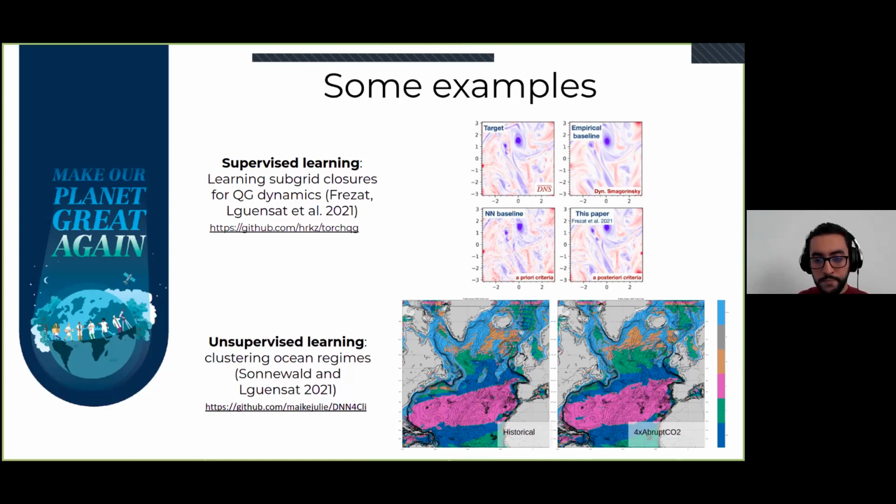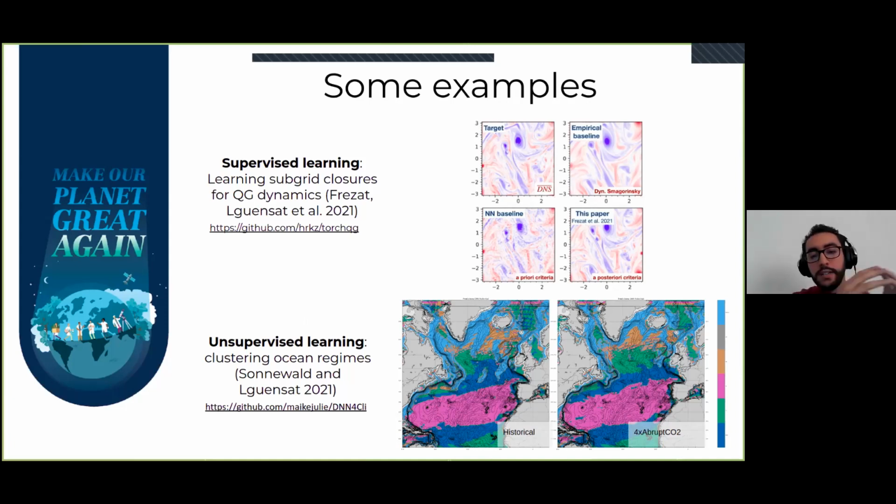If you are interested, you can check the GitHub, for example, or the several papers we published on this subject. The second application, which I found really, really cool, is on oceanography, where we use unsupervised learning. We use an algorithm called k-means. I'll be talking about it later, to find actually clusters in the ocean.